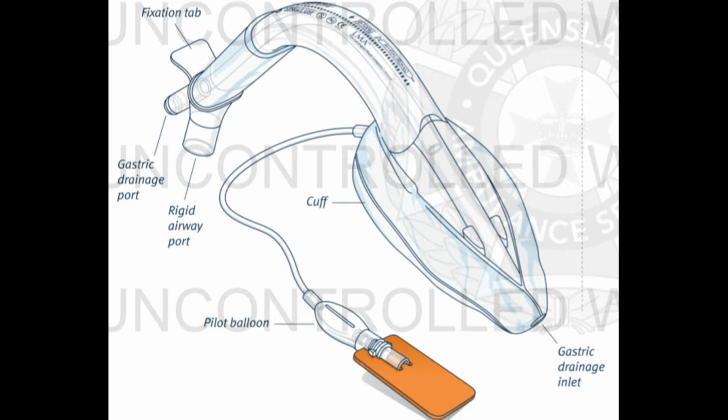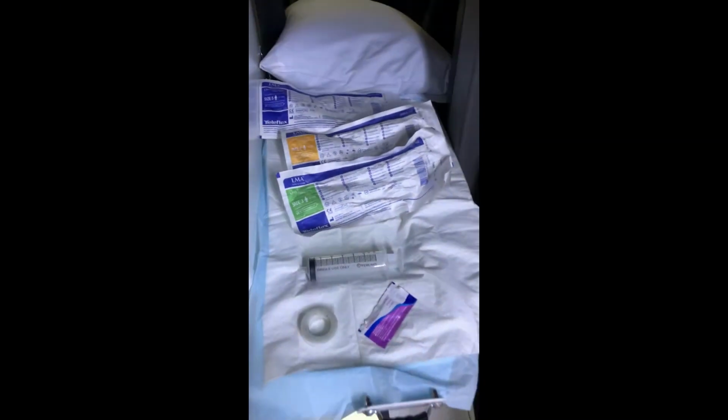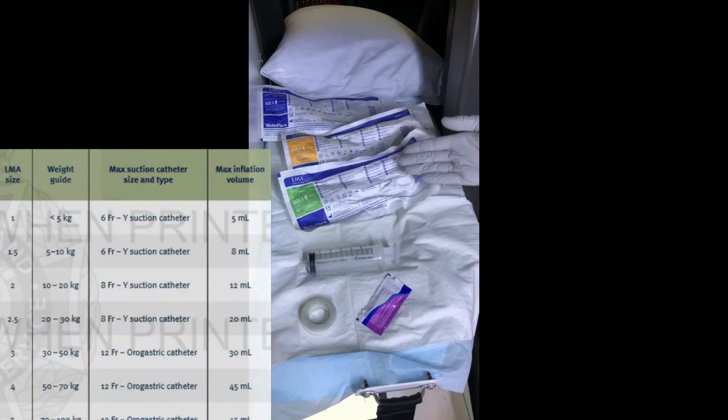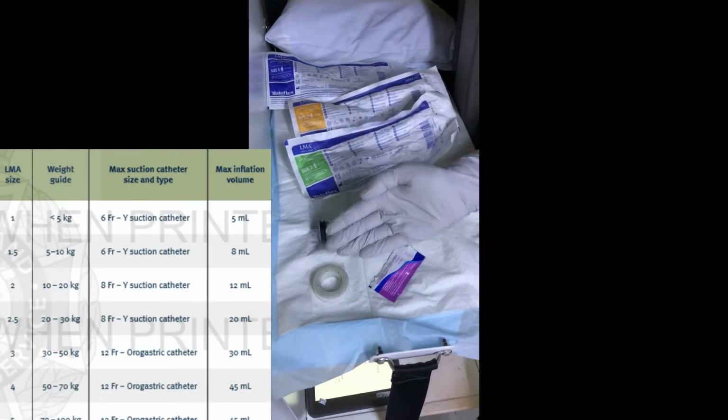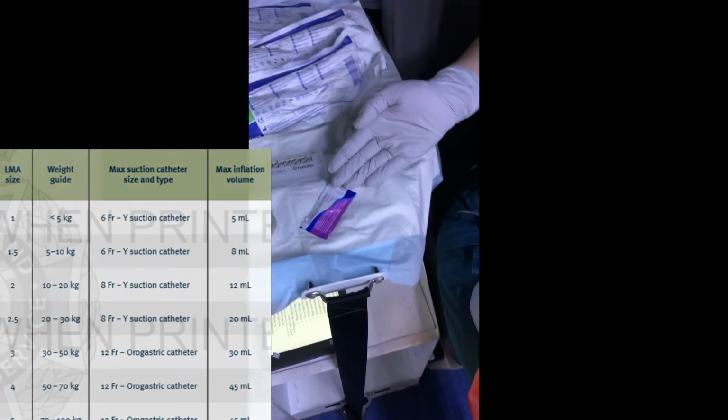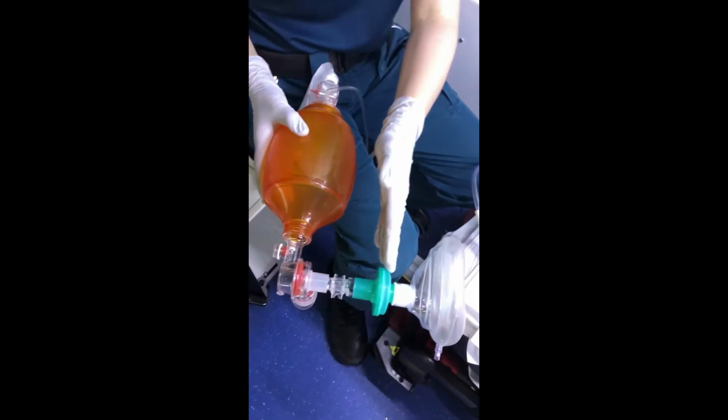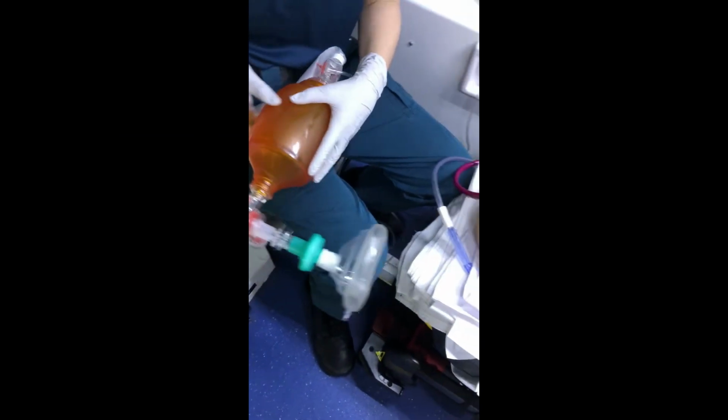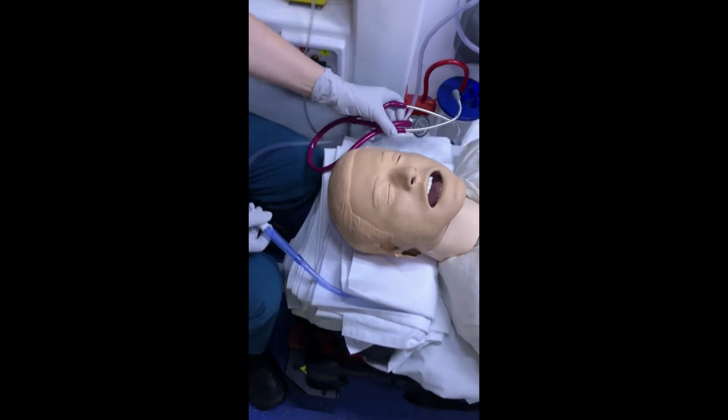To note with this model, the contents can be expelled from the gastric drainage port during CPR, which poses a risk to ambulance personnel. To mitigate this risk, protective equipment should be worn and a drainage bag connected to the port. Prepare your equipment. You'll require a range of sizes of LMAs, 50ml syringe, a tie or tape for securing, water-soluble lubricant, bag valve mask with attached filter and end tidal device, suction equipment, oxygen source, and stethoscope.